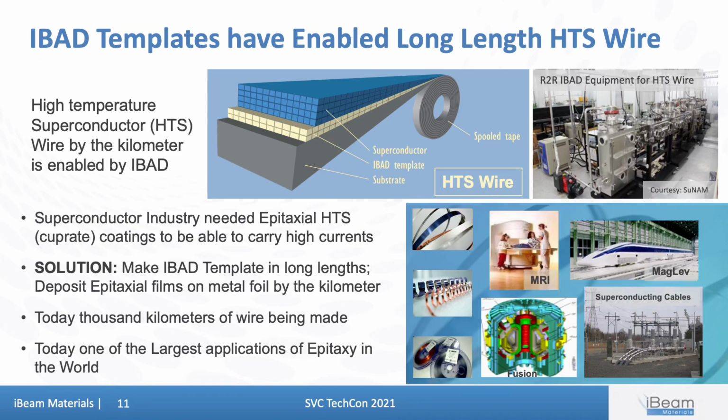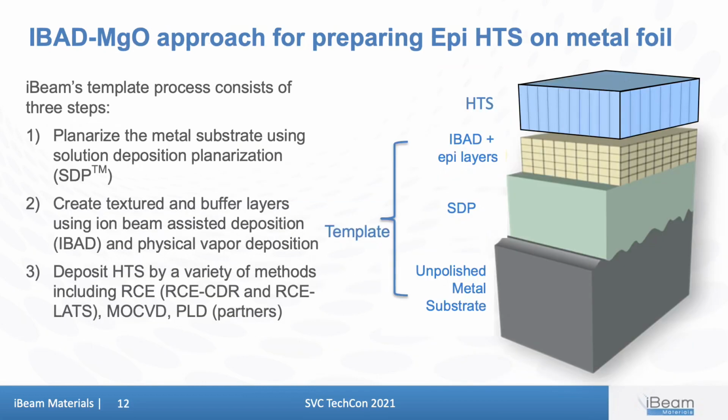I believe that HTS on IBAD is one of the largest applications of epitaxy in the world today. There are about a dozen companies making a total of about 1,000 kilometers of wire per year today. Shown here is the schematic of the IBAD template structure for HTS.